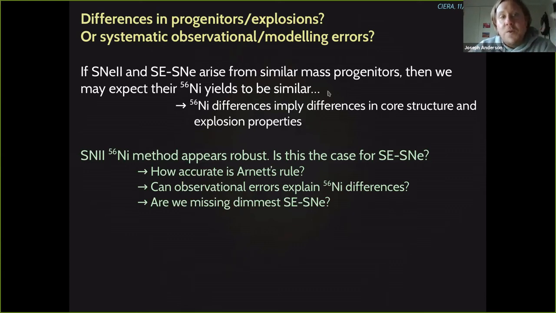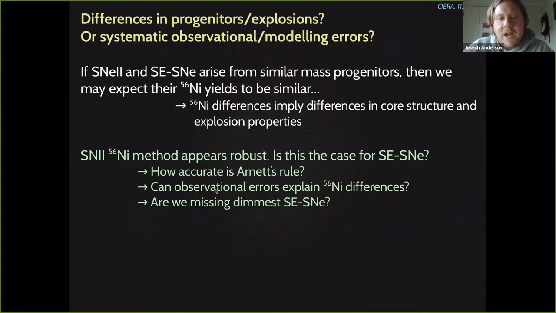But what is clear is that if you do have different nickel masses, there must be something different, and this must imply differences at least in the core structure and the explosion properties. Either that's the case, or maybe it's just an error in how we're calculating these nickel masses. As I said, I think it's very difficult to find an error in the way we're doing type 2 supernova nickel masses, because I think that's pretty robust. There are a couple of possibilities there, but we've analyzed those and I don't see those values changing so much. But for the stripped envelope case, yes, there are systematics here.